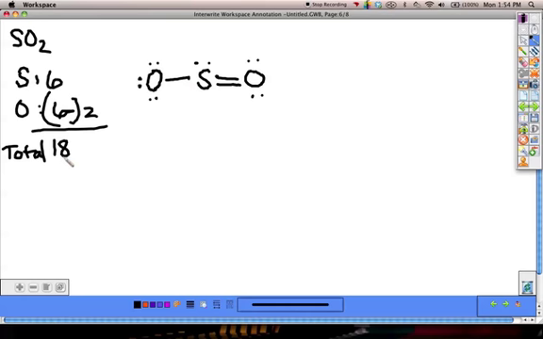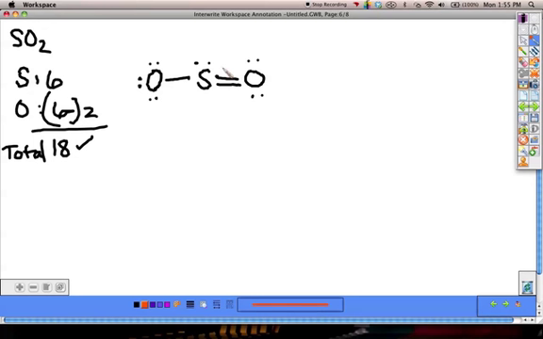Well, let's see if it matches my total. See if I did this in an okay manner. So we need 18 total. 2, 4, 6, 8, 10, 12, 14, 16, 18. Sure enough, I have 18. So this is a good stable compound. You might ask if the double bond could be on the other oxygen. Absolutely it could. It's going to be the same either way.